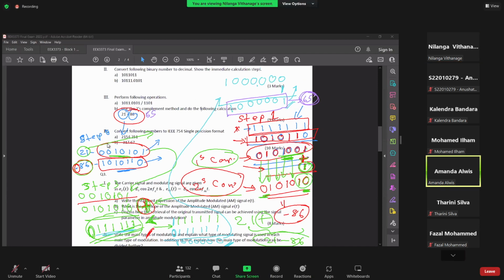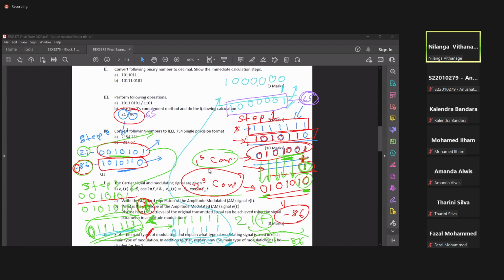The correct answer is minus 65. Yeah, that's right. So here, actually the thing is, if you add 1, if there is a carry, it is plus. If there is no carry, it is minus, right? That is how you decide whether it is plus or minus.